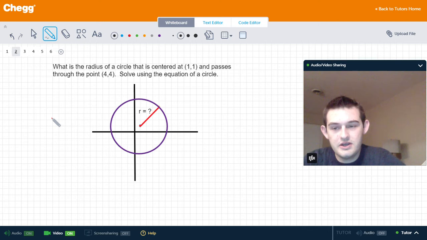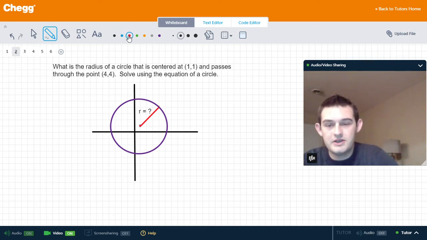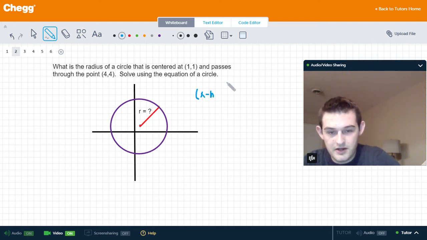In this question, we have a circle that is centered at the point 1, 1 and passes through the point 4, 4. And I want us to solve for the radius using the equation of a circle. Okay, so to do this, we are going to take the values we have from our equation. So we have x minus h squared plus y minus k squared equals r squared.